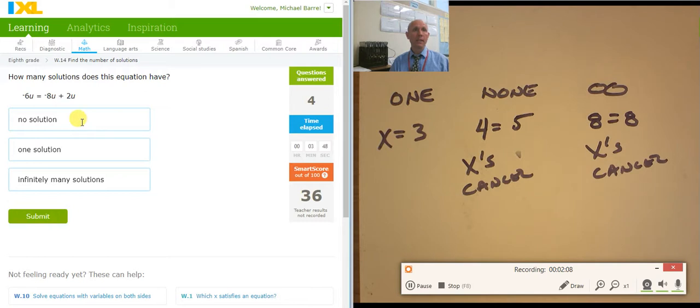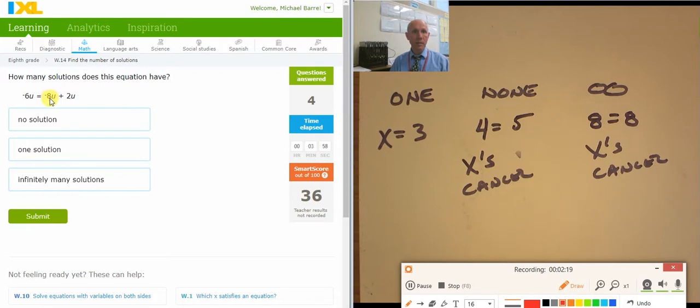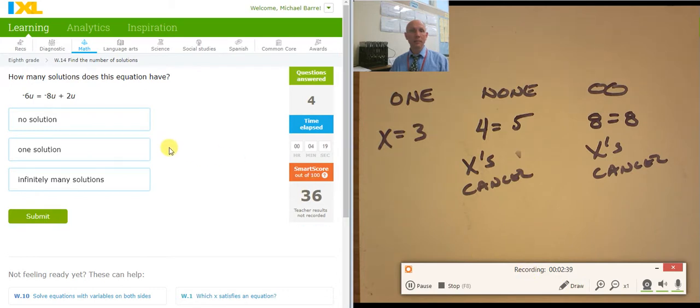All right, right here I have negative 6u's, and what do these two guys become? Negative 8u plus 2u. That's a negative 6u right there. That becomes negative 6u. And now we can see that the negative 6u cancels with negative 6u, and I'm left with 0 equals 0. That tells me that there are infinite solutions. 0 equals 0 tells me there are infinite solutions.